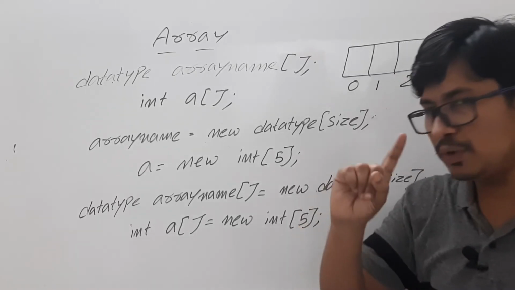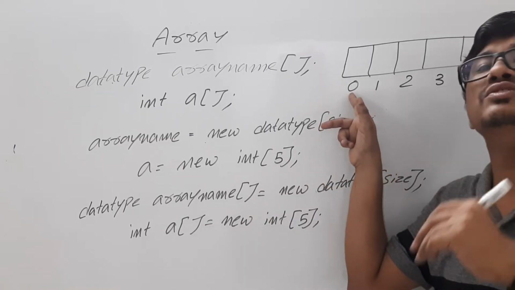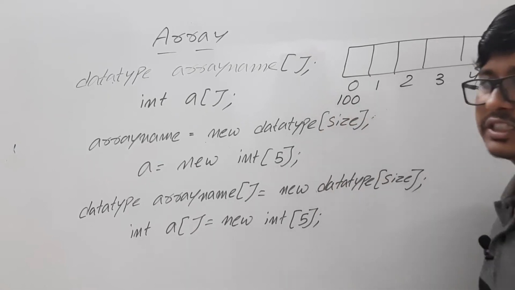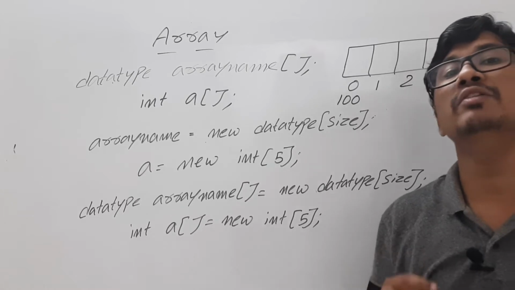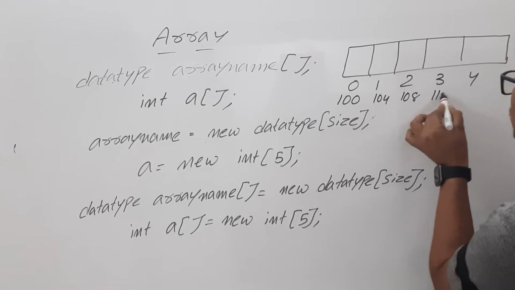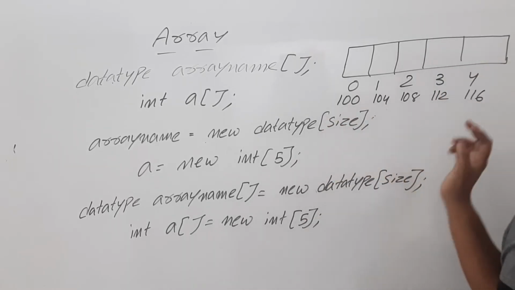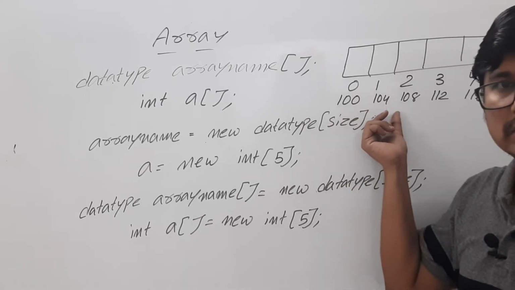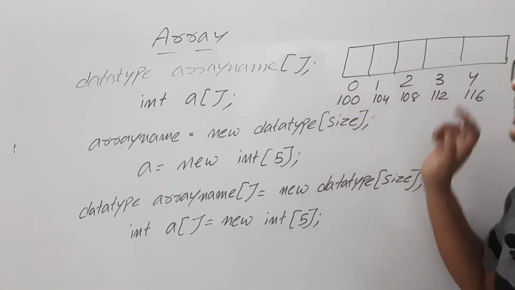Okay, so remember one important point. Always the array index will be starting with 0. Now let's take that this is at some 100 location. As you know that one integer variable will occupy 4 bytes, then this will be 104, this will be 108, this will be 112, this will be 116. So all the elements will be stored in contiguous memory locations. That is very important. Is it clear? So the point here I want to highlight is the indices.